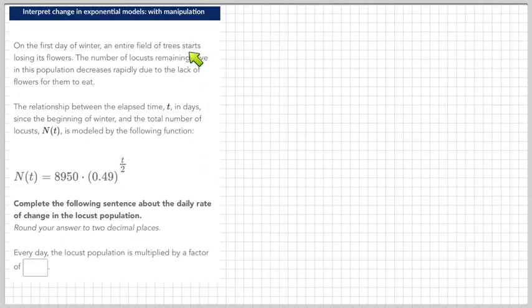So I gave you guys a little time to think about it, and you guys honestly all look completely lost. So here we go. Here's my table. T is in days. And then you have n, which is the number of locusts. And so we don't need to see 0, because 0 is obvious. If I plug 0 into this, then this would be 0.49 raised to the 0 power. And what's anything raised to the 0 power? 1. And so it's 8,950 times 1, and that doesn't change anything. So it's not going to tell us anything.